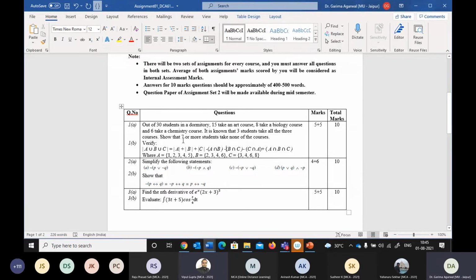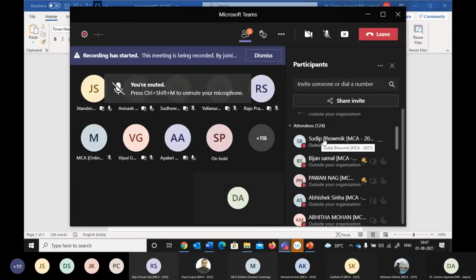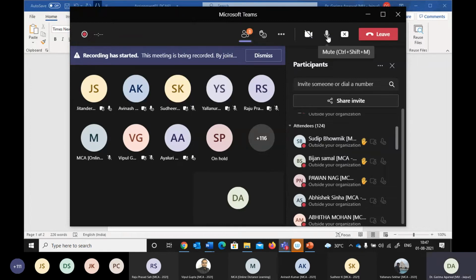Ma'am, what about those students who have submitted their assignments? Those students who have already uploaded the assignment can re-upload the correct assignment. The option of re-uploading is there. Please visit the website and explore it; you will get the re-upload option.